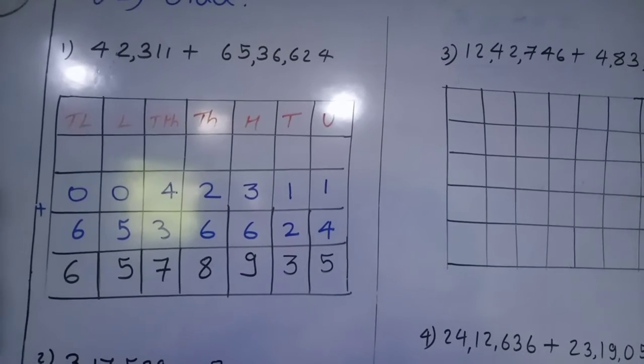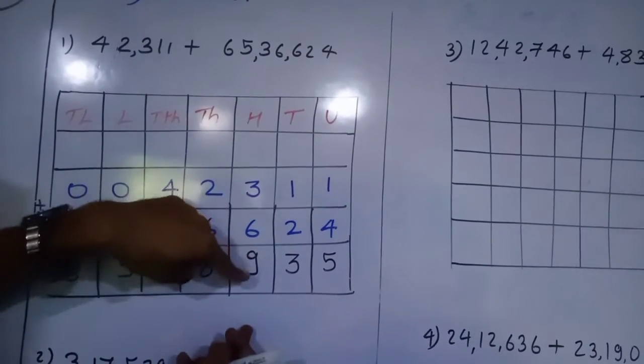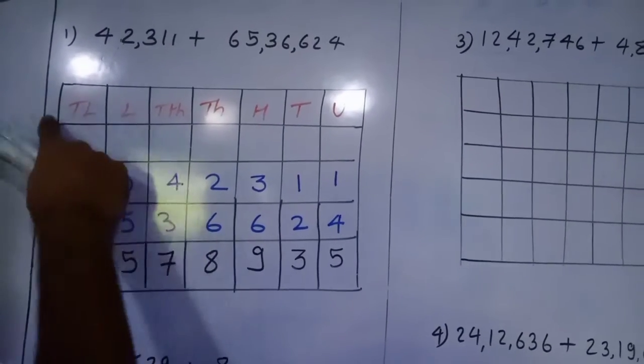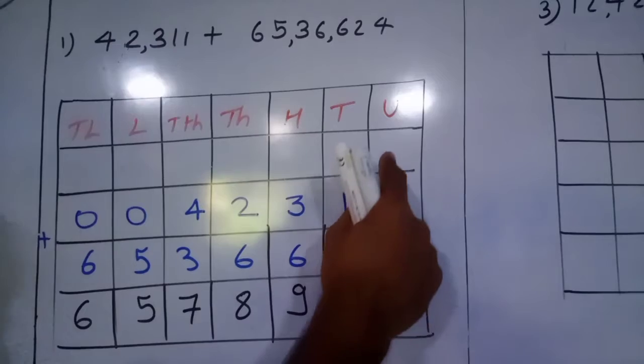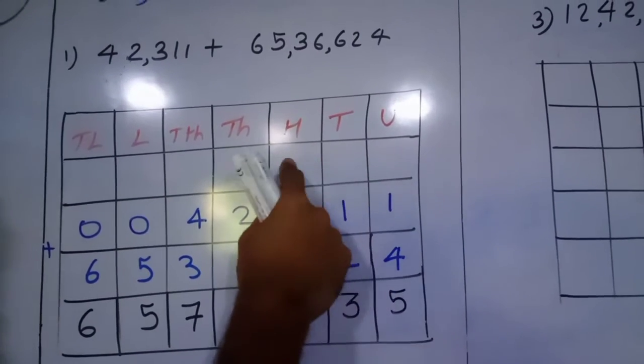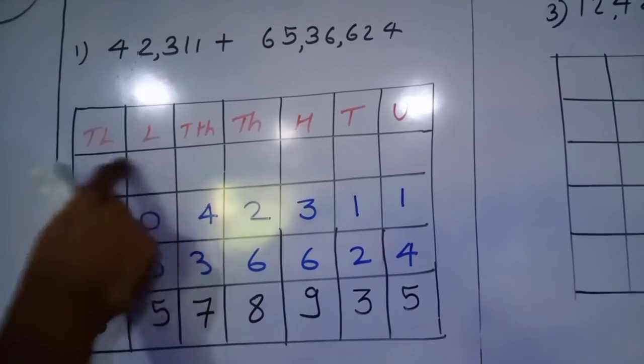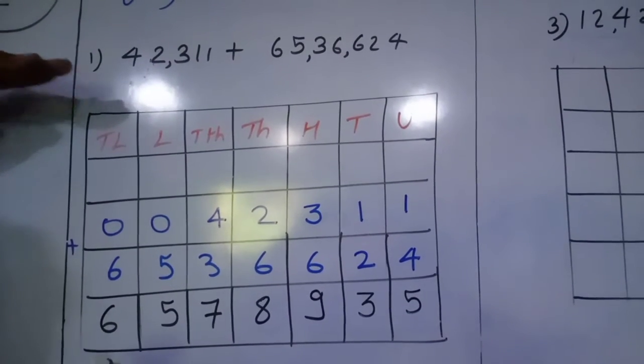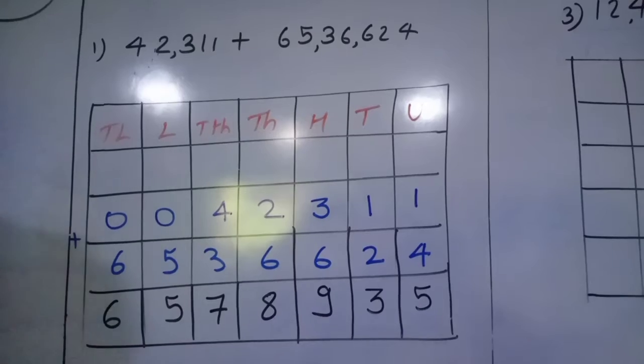Because if we are getting a 2-digit answer, these boxes are for carrying numbers, and the first one is for the places: unit, tens, 100, 1000, 10,000, lakhs and 10 lakhs. In the first one we are going to write the places. Because of that, there is very little chance of making mistakes in the sums.